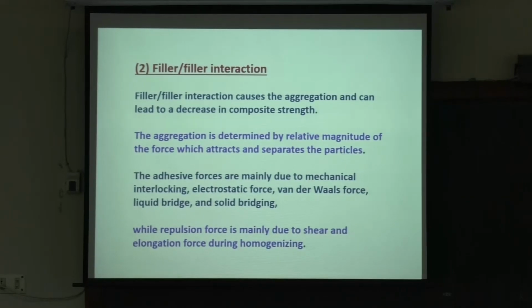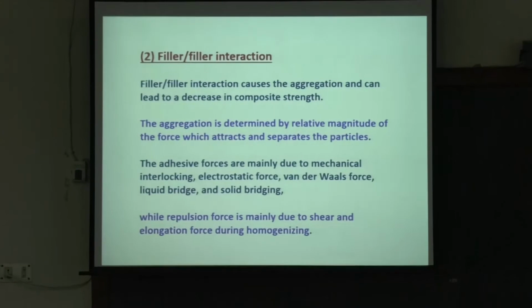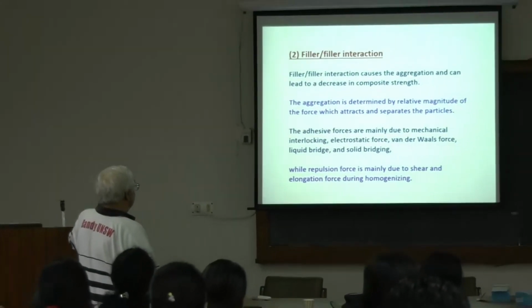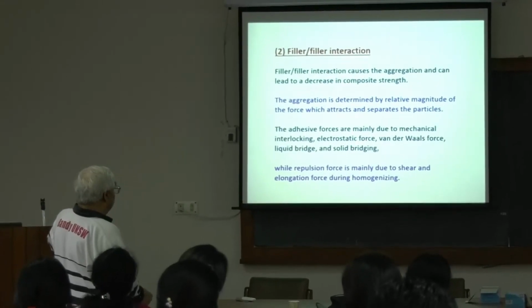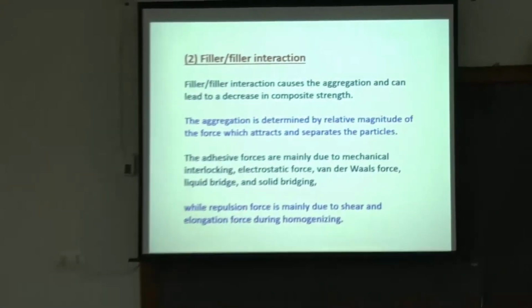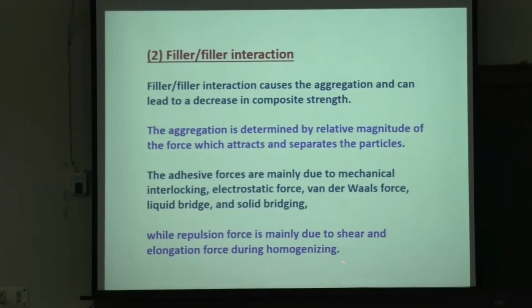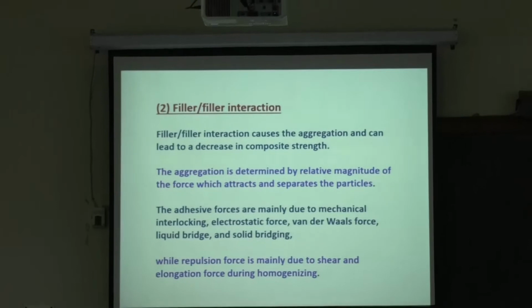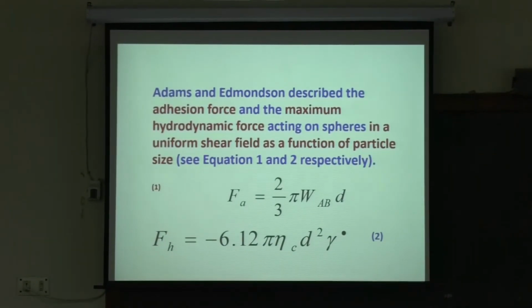People normally do not realize this. If you have one single filler, like silicon oxide or alumina, that's all right. But if you put in fly ash, which has a wide range of 8 to 10 fillers, you have to know which filler has more, particularly the filler with high percentage. As long as they are not against each other, that's good, so you can select those compositions. The adhesive forces are mainly due to mechanical interlocking, electrostatic force, van der Waals force, liquid bridge and solid bridging, while repulsion force is mainly due to shear and elongation force during homogenizing. These are the factors people take into account in the models.